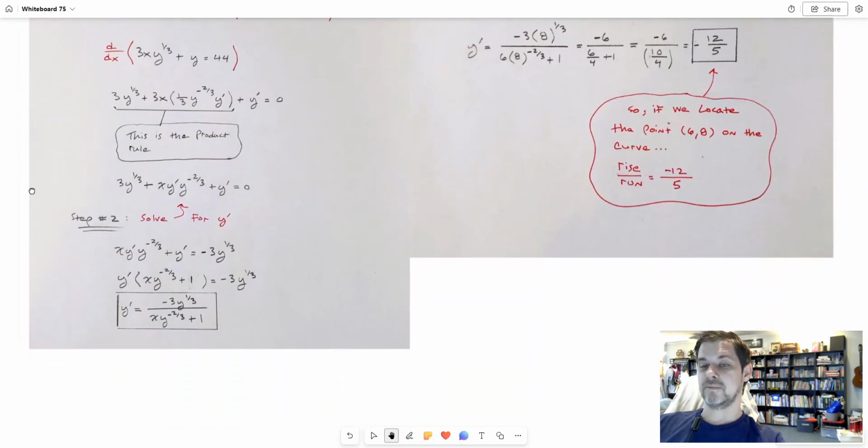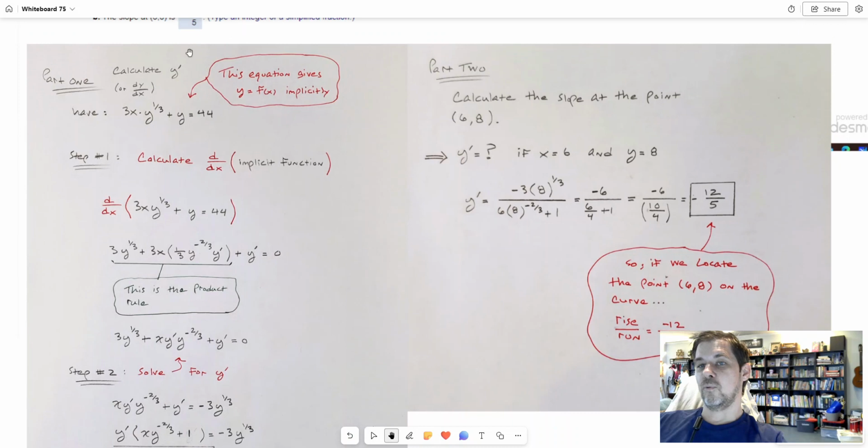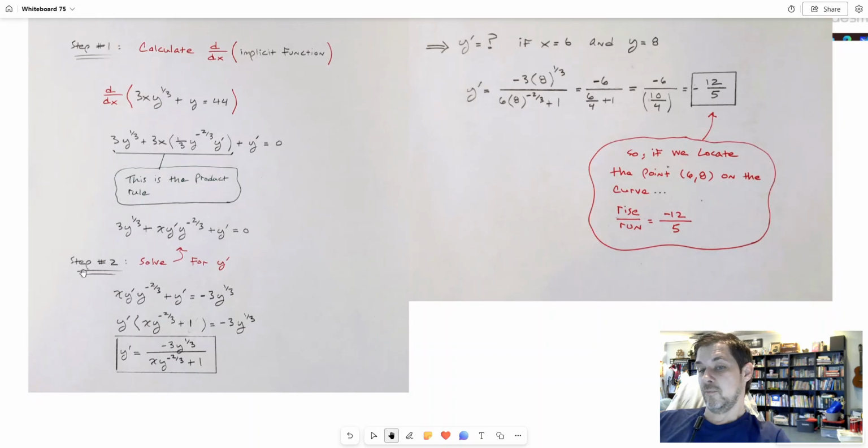Okay, step 2. Well, what do you think step 2 is? We're trying to find y prime, or dy over dx, whatever your choice of notation is. It makes sense that you solve that result from step 1 for y prime. You try to get the y prime by itself. You rearrange this equation so that it says y prime equals, and the stuff you get on the other side is your answer.